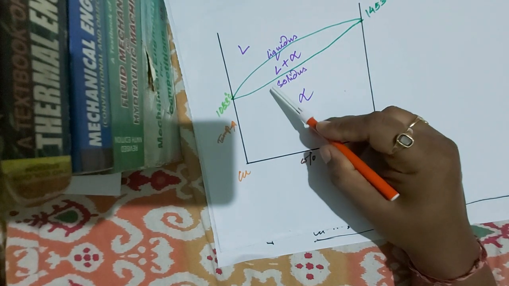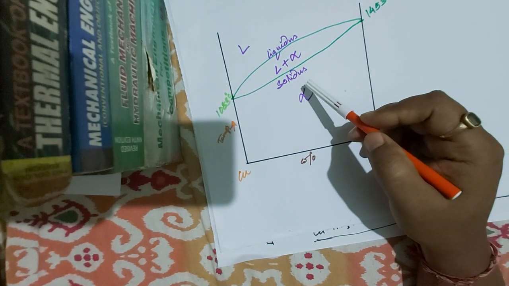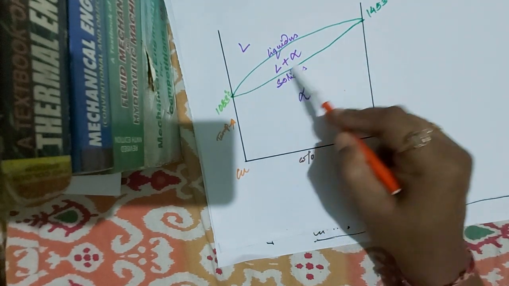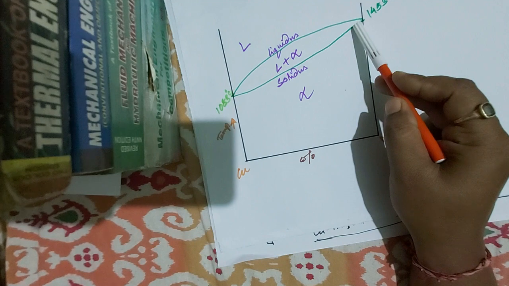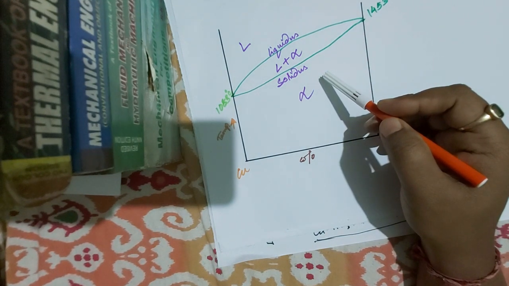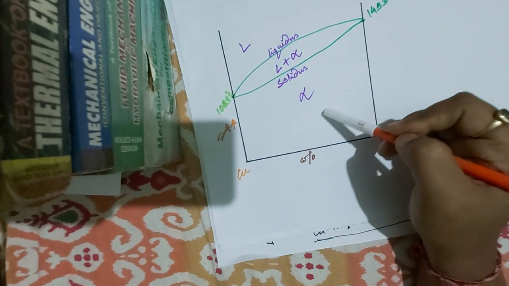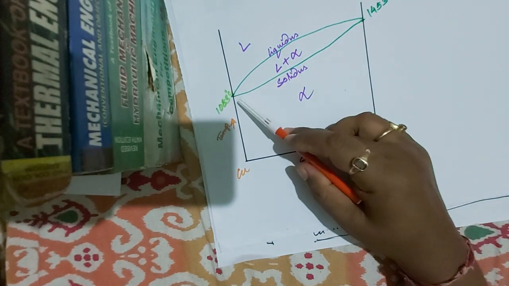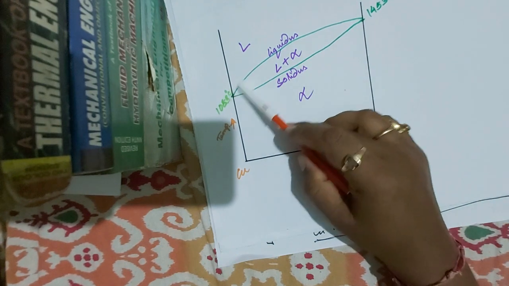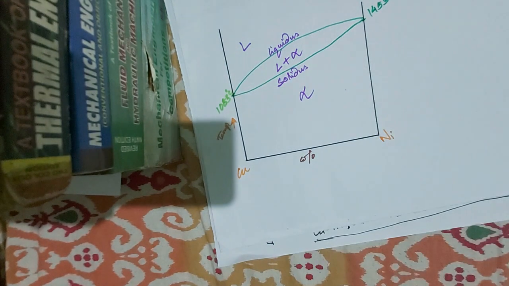So what will be the definition of the solidus line? This is the locus of temperature points below which the system exists as all solid. Below it we have all solid, and above the liquidus line we have all liquid.